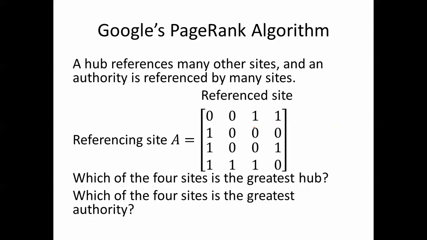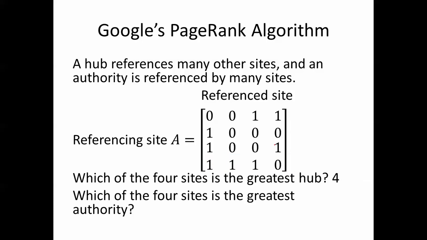A hub references many other sites, and an authority is referenced by many sites. Which of the 4 sites is the greatest hub? Well, that would be the one that references many sites, and in this case, that would be site 4, because site 4 references 3 sites.